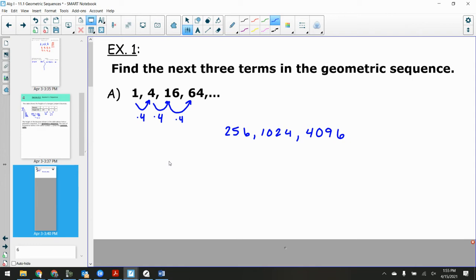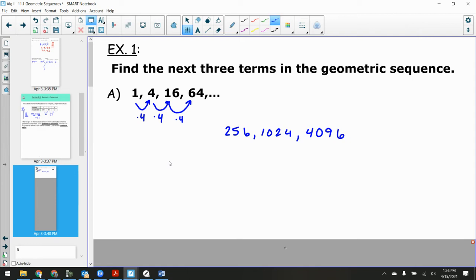Now, let me say this. We started with 1, and only by the 8th term, we're already up over 4,000. So it grew pretty quickly. It grew very large, very fast, didn't it? What we're going to find in the rest of chapter 11 is this kind of growth has a special name called exponential growth. Exponential growth, meaning it's going to grow fast, quickly. It's going to go large, very quickly. Going fast, quickly, that's like saying the same thing.